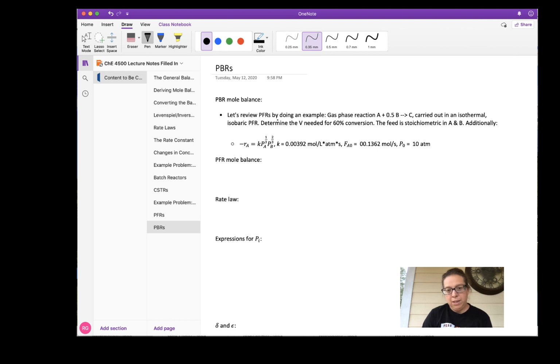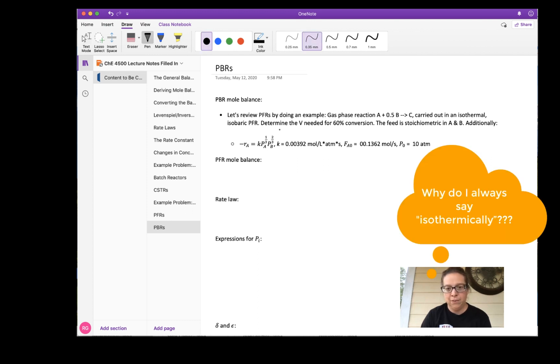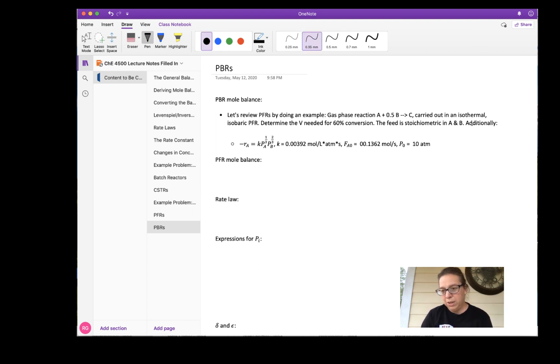So let's review PFRs by doing an example. So we have an example, A plus 1/2 B goes to C, and we'll say it's carried out isothermally and isobarically in a PFR, and we want to determine the volume needed for 60% conversion. The feed is stoichiometric in A and B, so we could pick either one of these as our basis for calculation. Let's pick A just because that's what we normally do. And we're given additionally this information.